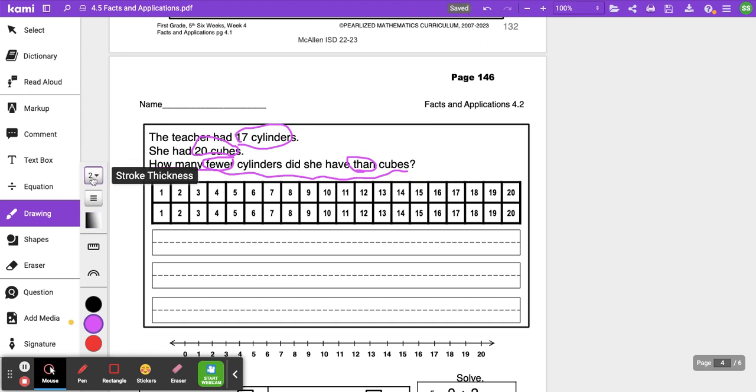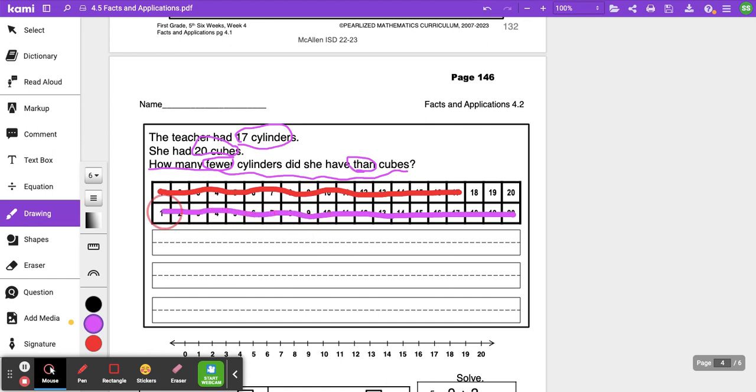So we're going to first color in. Let's make here, these are the 17 cylinders. So I'm going to go 17 and down this way. These are my 17 cylinders. And then it says that she has 20 cubes. Here's 20. All of this is the 20 cubes.